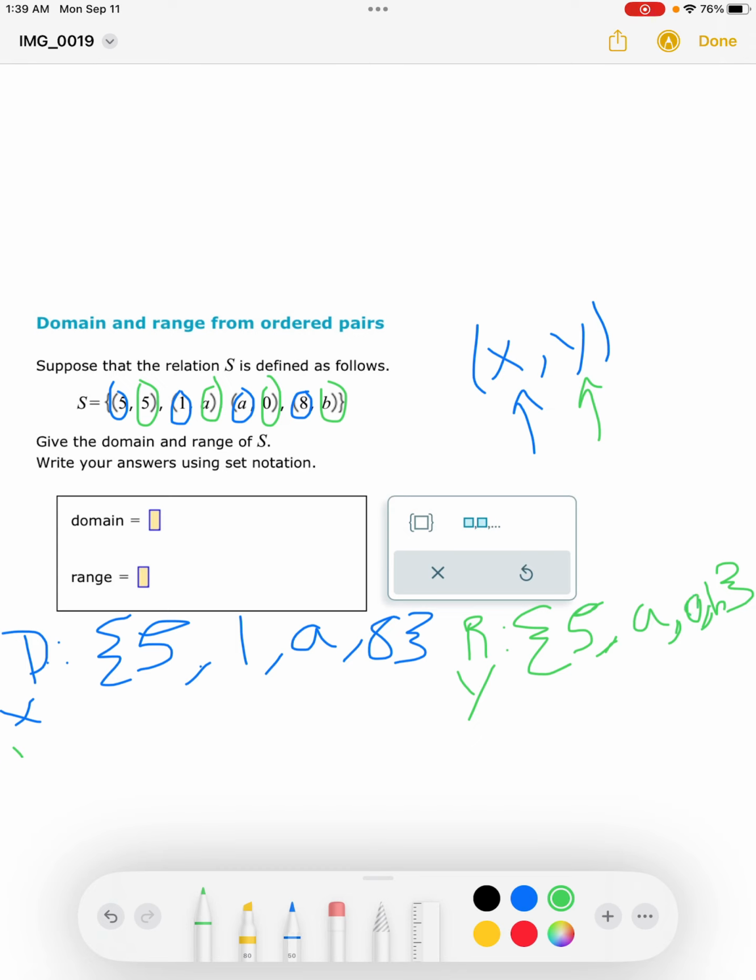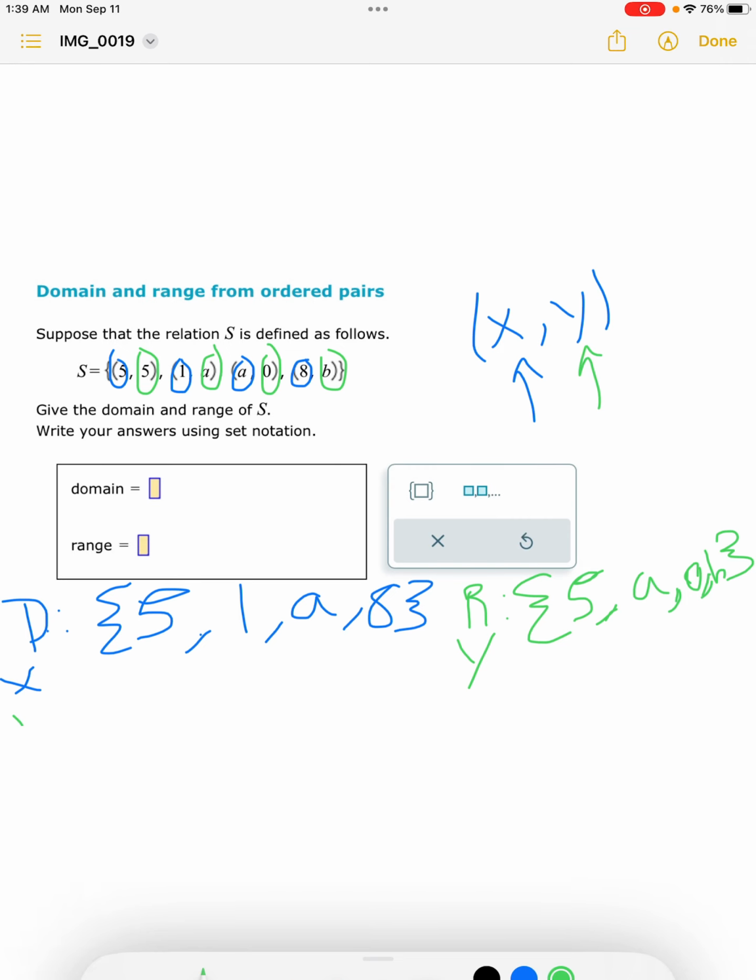Okay, so the main thing on this question that people mess up is just the notation. You gotta draw your sets, like your little fancy brackets, and you gotta add your commas. Usually that's what people mess up. Okay? That one's pretty easy.